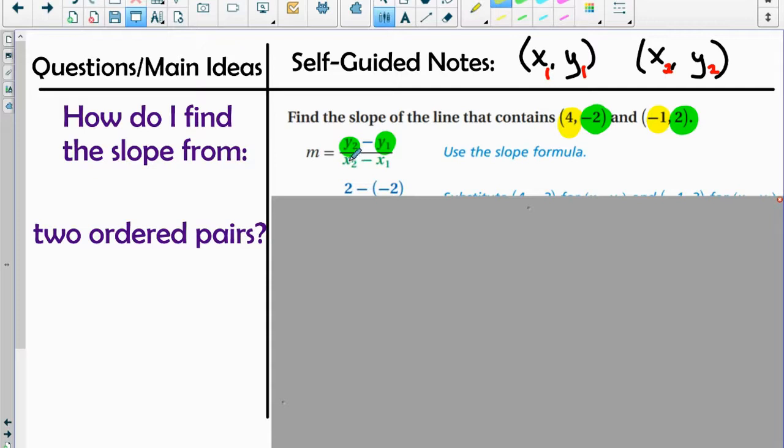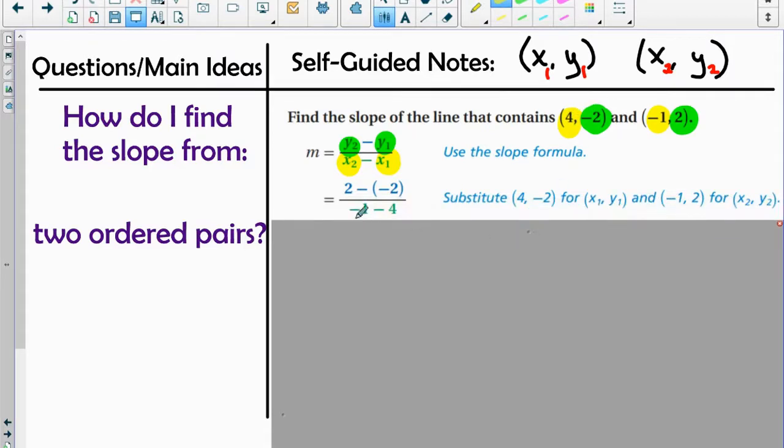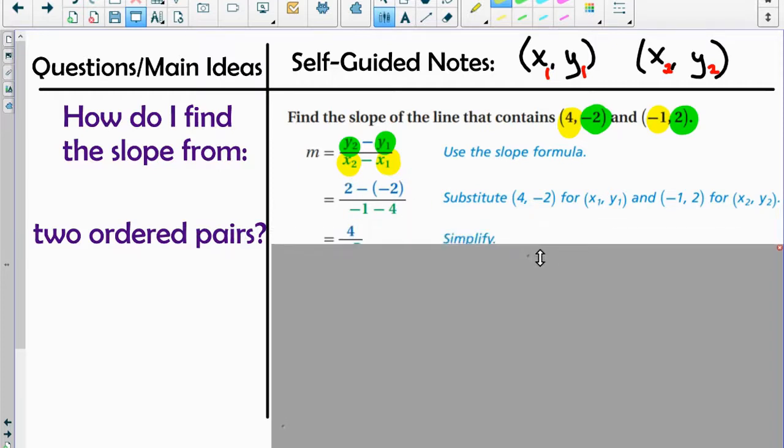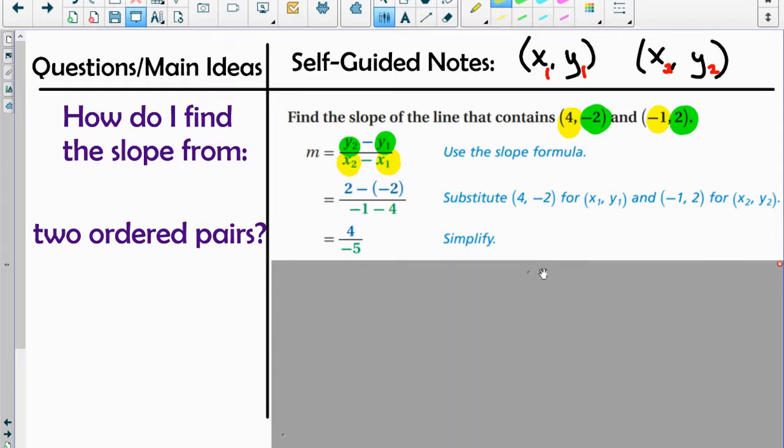For the x's, the second x coordinate minus the first x coordinate. My second x coordinate was -1, and we're going to subtract 4 from that. So -1 take away 4. When we do the subtractions, again, you can use a calculator for this. 2 minus -2 is 4, and -1 minus 4 is -5. We get 4 divided by -5.